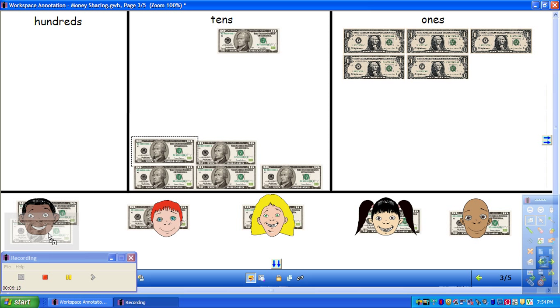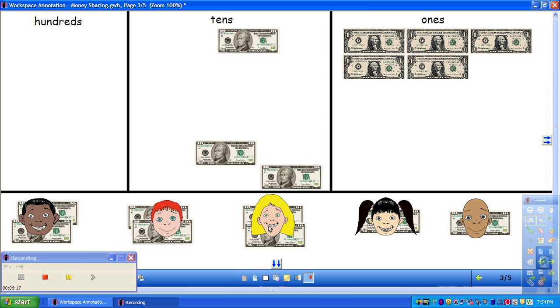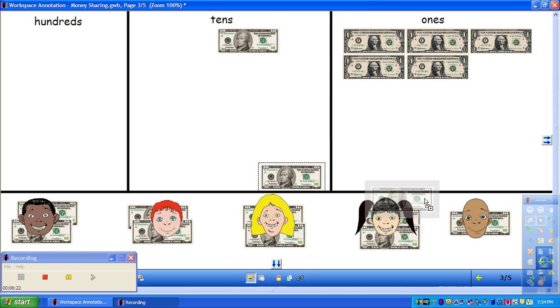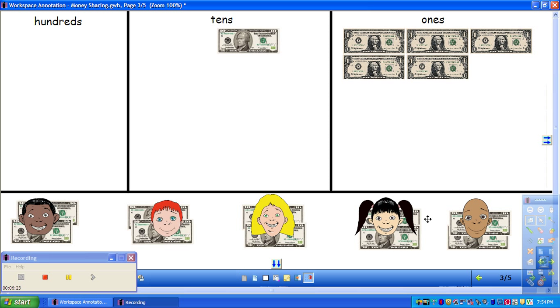And I will just keep sharing until we either have no more $10 bills or we do not have enough $10 bills to continue sharing. So there's where we are. We gave everybody 2 $10 bills, and now we only have one $10 bill left. Do I have enough $10 bills to now share the $10 bills again with every person?